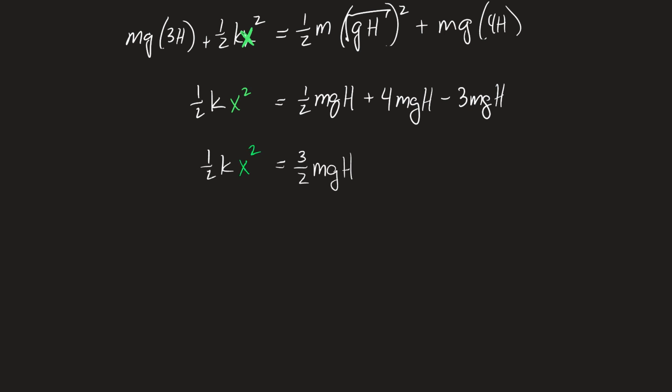So I'm going to solve for x. X equals, cancel out the 2's and get the square root of 3mgh over k. It's a lot of algebra. This can be intimidating, but it is just algebra.